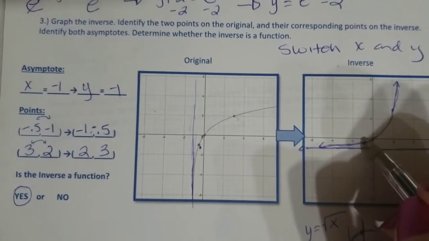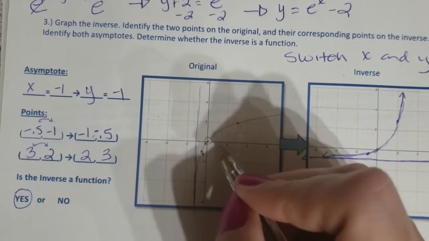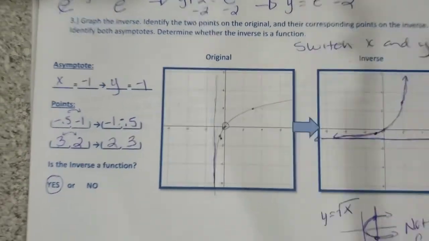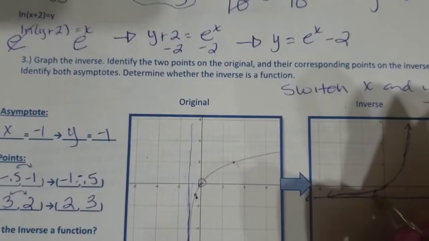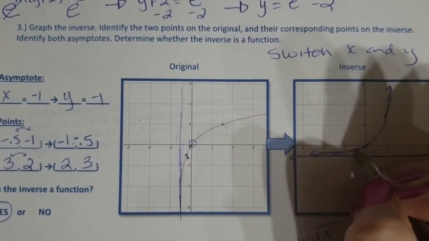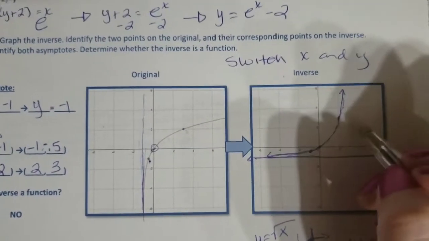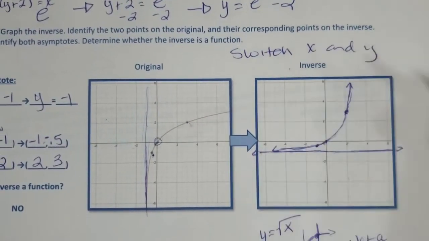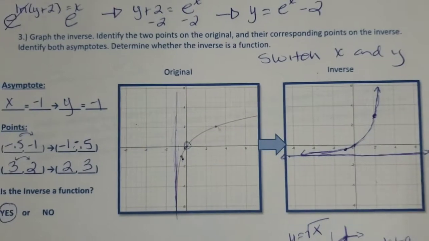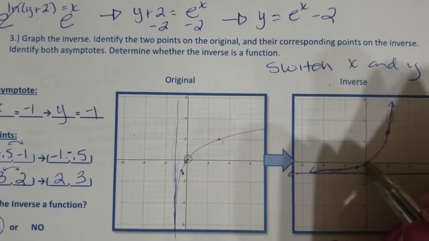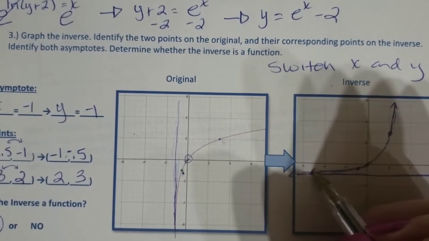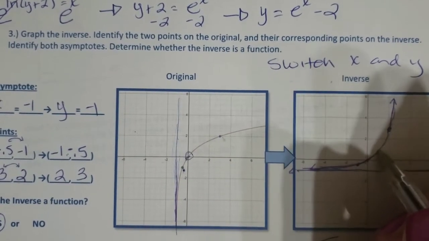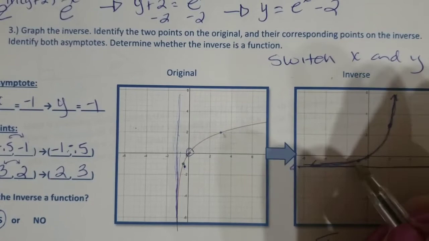I also noticed that this graph goes through 0, 0, and 0, 0, if you switch it, is still 0, 0, but that helps me get the shape of my graph right. So here are my points: -1, -0.5, and up here 3, 2, or 2, 3. And then I use the 0, 0 as well. My graph approaches this line down here, but never crosses it, and goes up through these points that I've drawn.